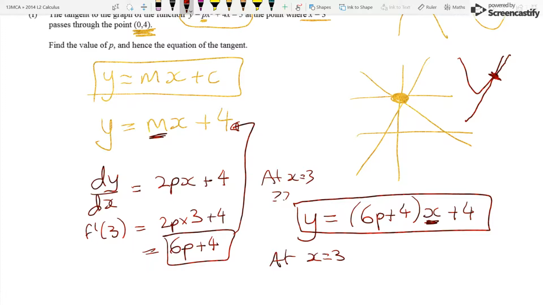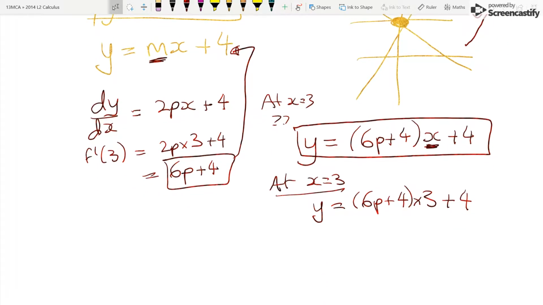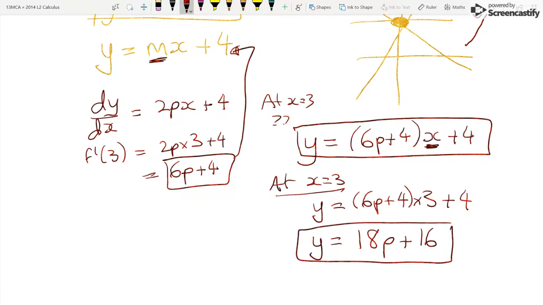So what we're going to use is the value of the tangent being equal to the value of the function at that point. So at x equals 3, y is equal to (6p plus 4) times 3 plus 4. That gives me y is equal to 18p plus 12 plus 4. So y is equal to 18p plus 16 when x equals 3.